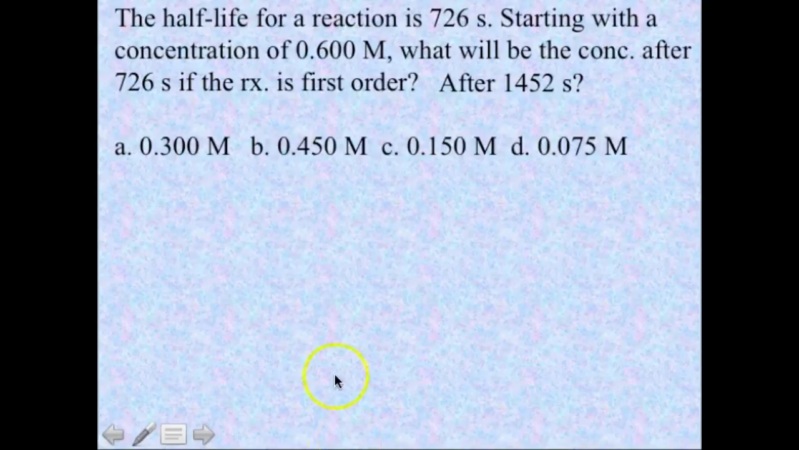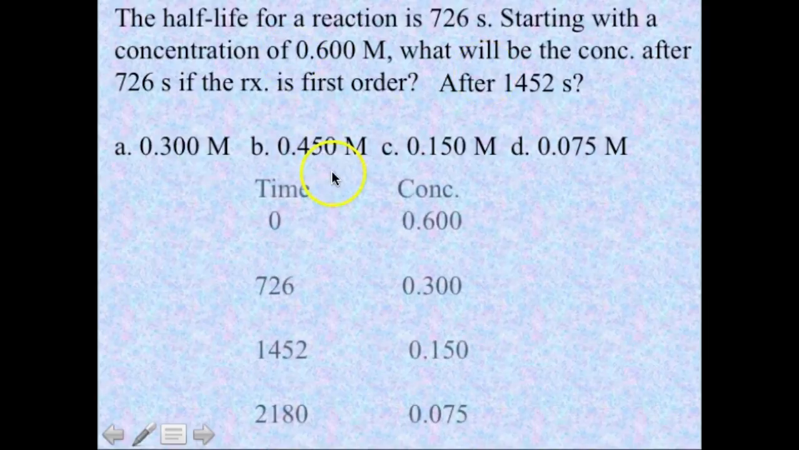The half-life for a reaction is 726 seconds. Starting with a concentration of 0.6 molar, what will be the concentration after 726 seconds if the reaction is first order? And then what will be the concentration after 1,452 seconds? Turn your playback off, think about these, and which answers would you choose for each one of these questions? All right, well, here we go.